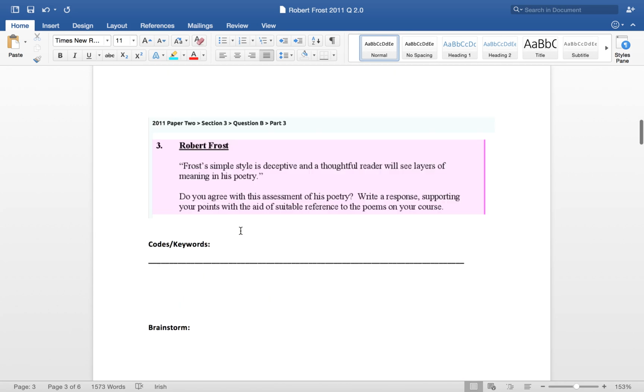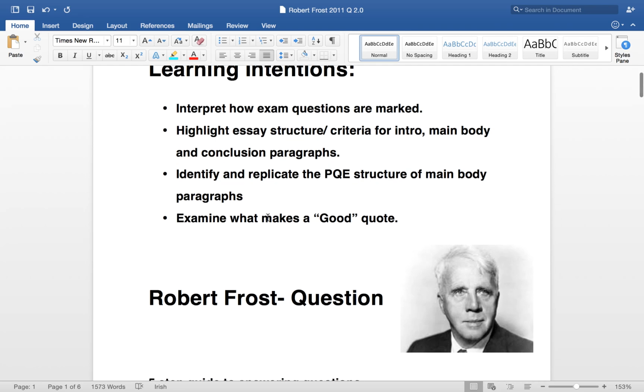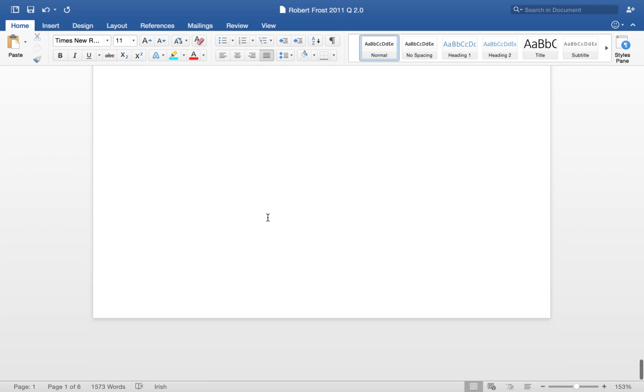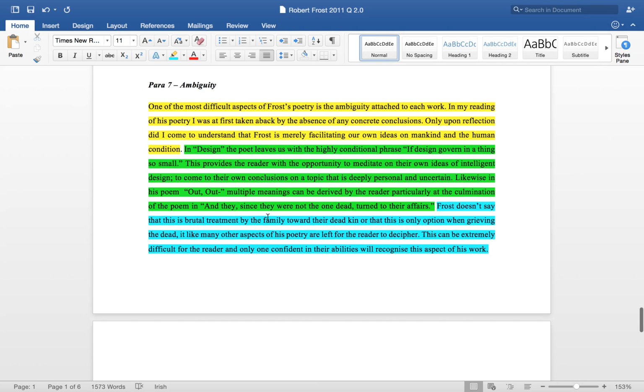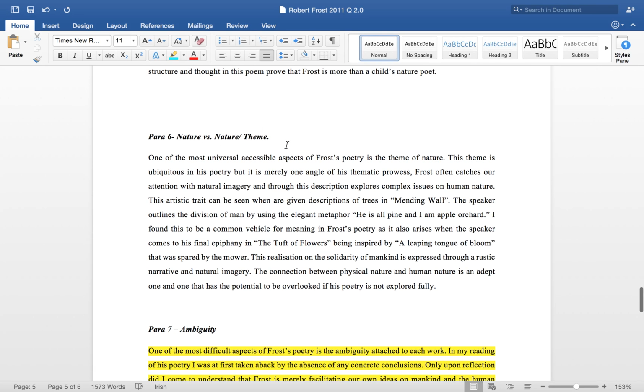Okay, so let's see our learning intentions. Have we done what we were supposed to do? Interpret how exam questions are marked. Yeah, we somewhat looked at the codes. Highlight essay structure, criteria for the intro, the main body, and conclusion paragraphs. Identify and replicate the PQE structure of the main body paragraphs. So point, quote, explain, the structure of the main body paragraphs, and examine what makes a good quote. So that's our last thing that we're going to be doing today. And hopefully we can find some half-decent quotes. We'll go with the nature versus nurture theme.